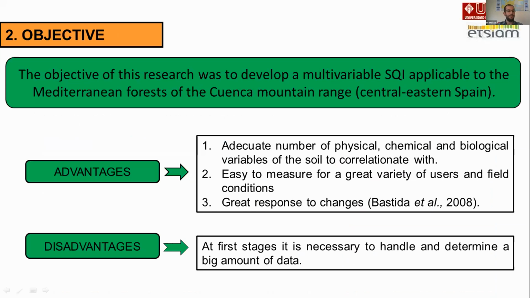What's our main objective? So we want to develop with this investigation a multivariable soil quality index. Is everything okay? I hear some noises. Okay, and then I'm going to continue. So as I was saying, our main objective was to develop a multivariable soil quality index, which can be applicable to the Mediterranean forest of the Cuenca Mountains range.